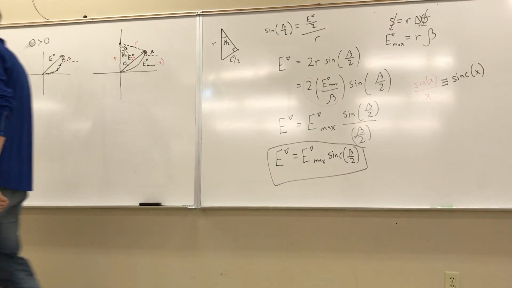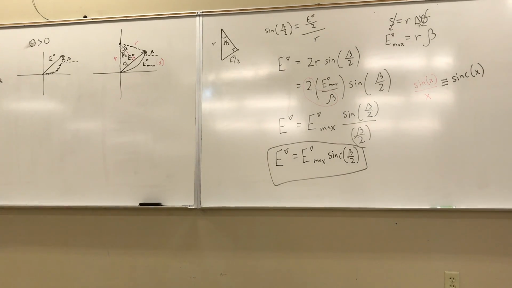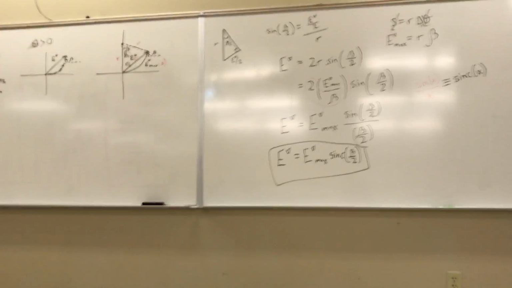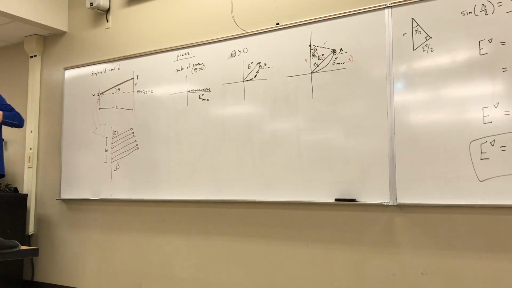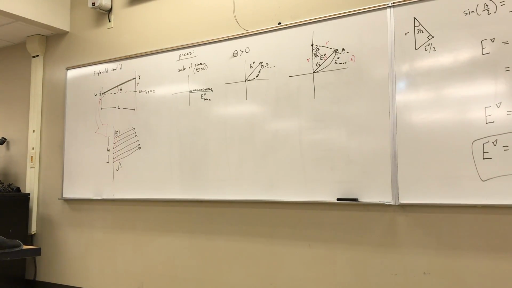So after all that, I have found a compact expression which tells me my resulting amplitude that's going to arrive at this point on the screen. It will be some fraction of E prime max, and that fraction is given by sinc of beta over 2.